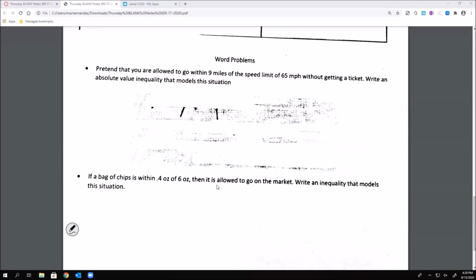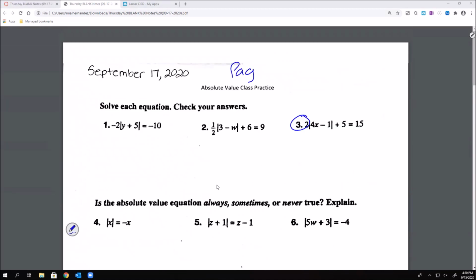And your homework, page 1, you've got numbers 3 and 8. And then page 2, you got 1, 2, and then the last word problem. So 5 easy problems and you're done.